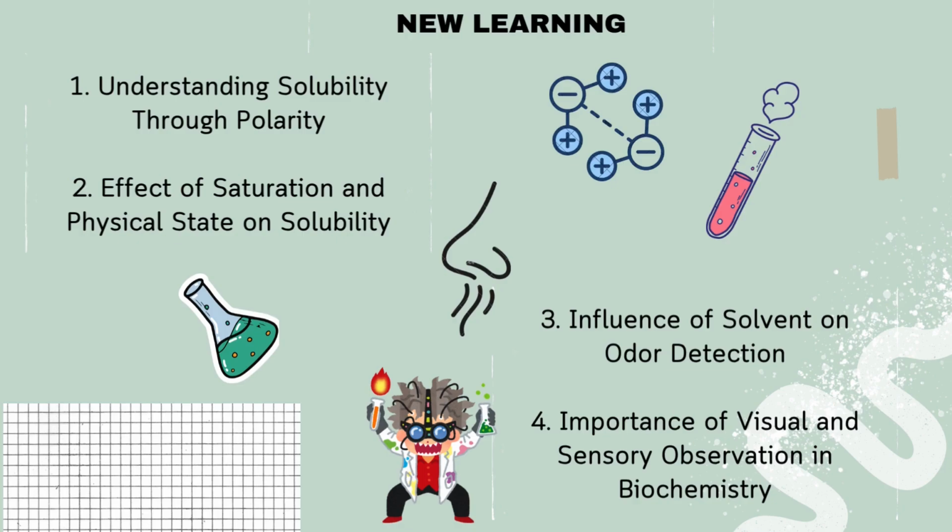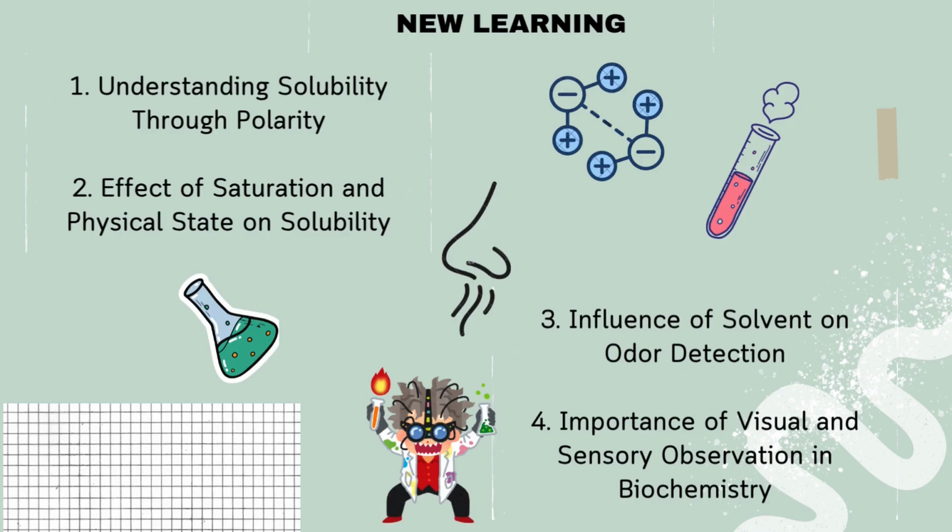Another interesting thing we noticed is how the choice of solvent affects smell. In water, we could still detect the original smell of the lipids, especially ghee and olive oil. But in toluene, the strong chemical odor mostly covered them up. This taught us that polar solvents may preserve their natural scent better than non-polar ones.